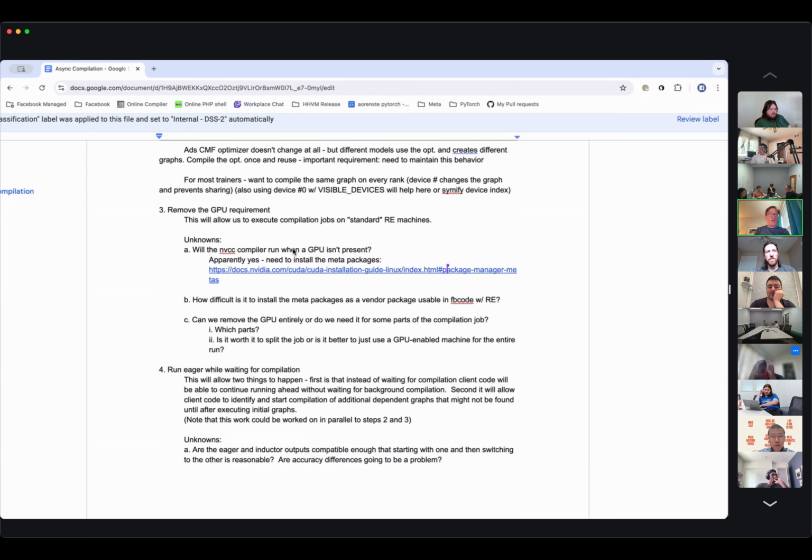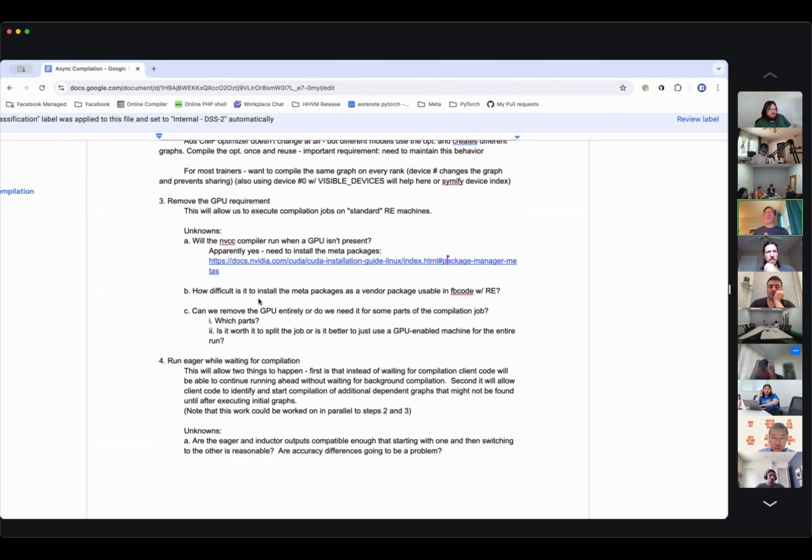But current unknowns: there was some question of whether we need the NVCC compiler, or how deep we have to go on the stack. And then shoehorning that into the FB code third-party repo.